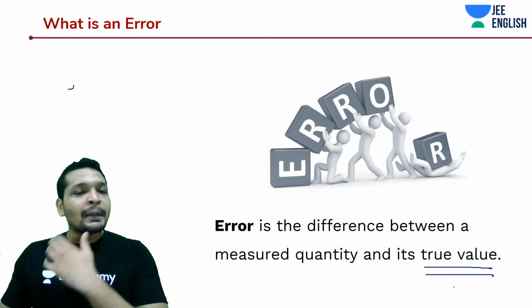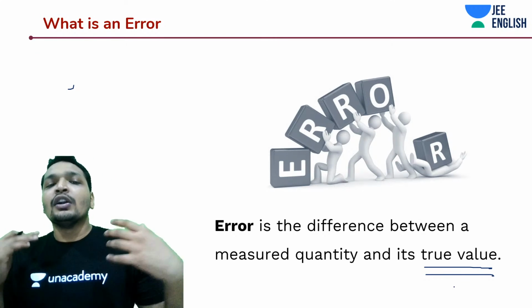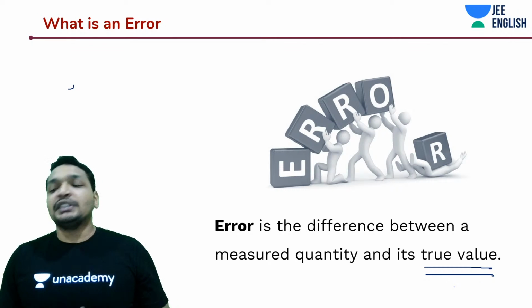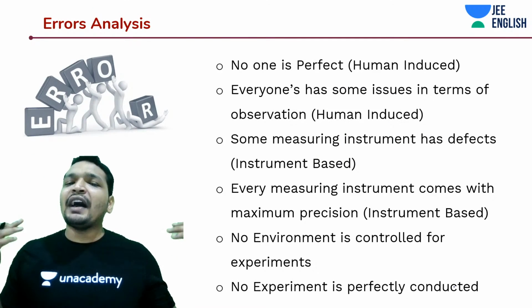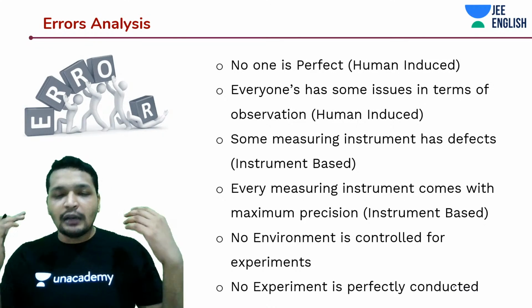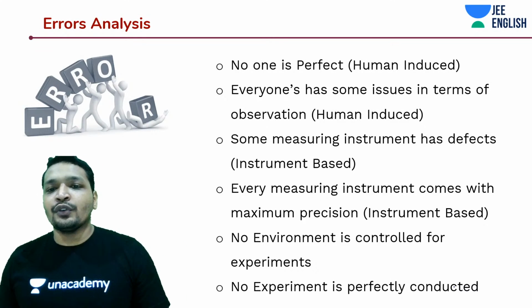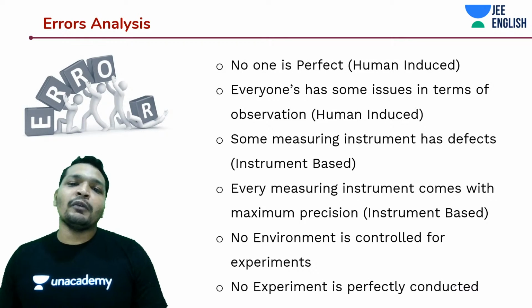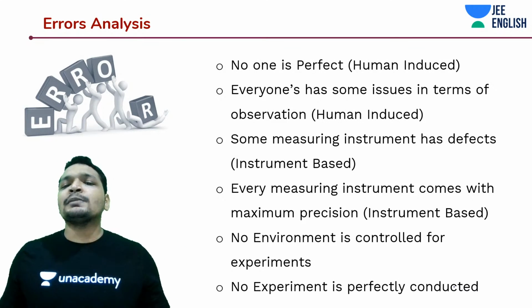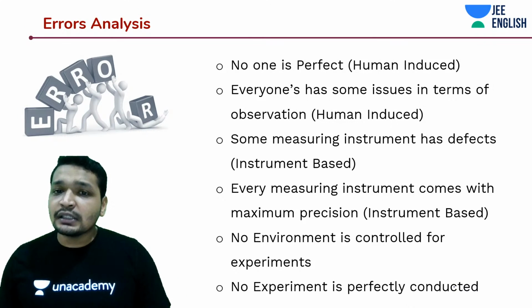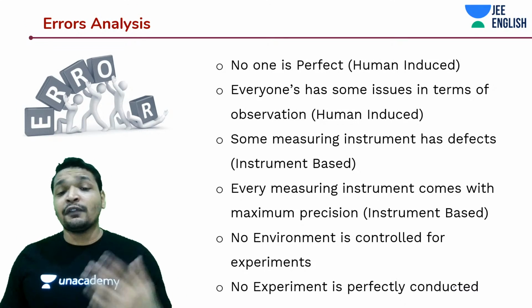Or some mathematical technique that you are making use of to make sure your measurements are accurate. All right. And that being said, why do we have errors? So no one is perfect. Some of us do have vision based problems. Some of us do not exactly align it. So no one is perfect, and there are human induced errors. Everyone has some issues in terms of observation.